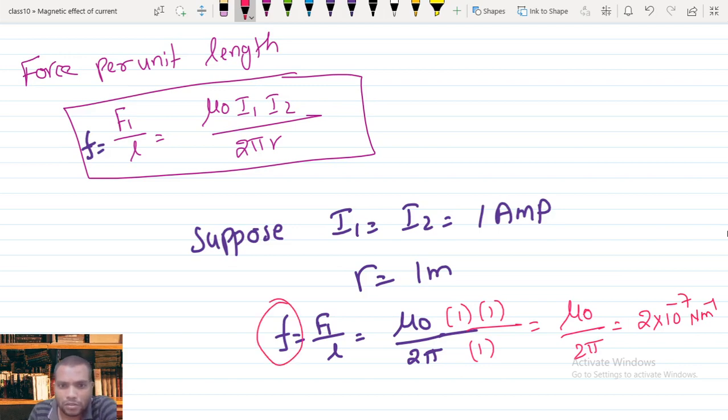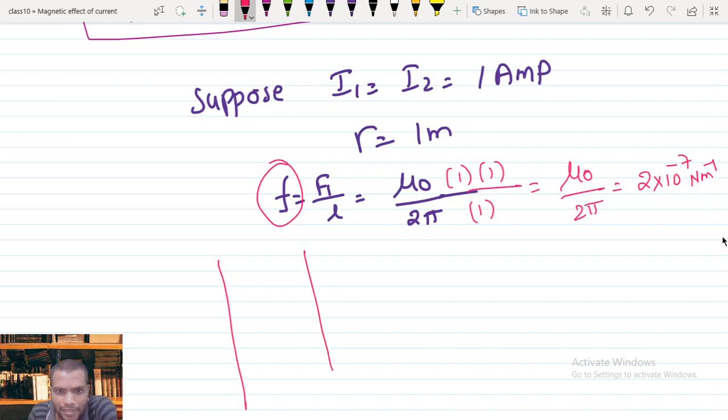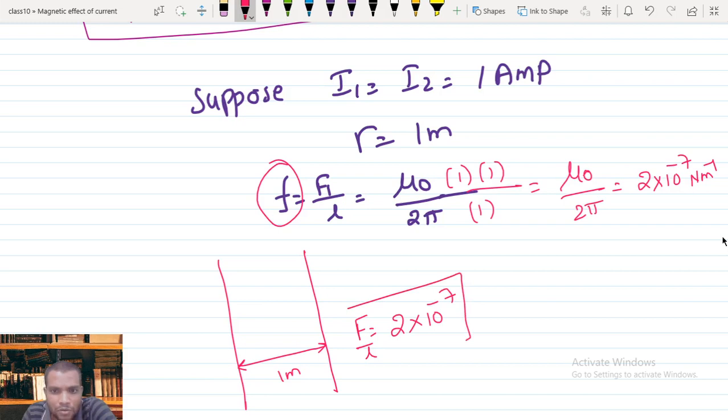So this is the force per unit length. How do we define 1 ampere here? Suppose two conducting wires are separated by a distance of 1 meter. Between the two wires, a force per unit length of 2 times 10 to the power minus 7 acts. This is the amount of force which acts between the two wires.